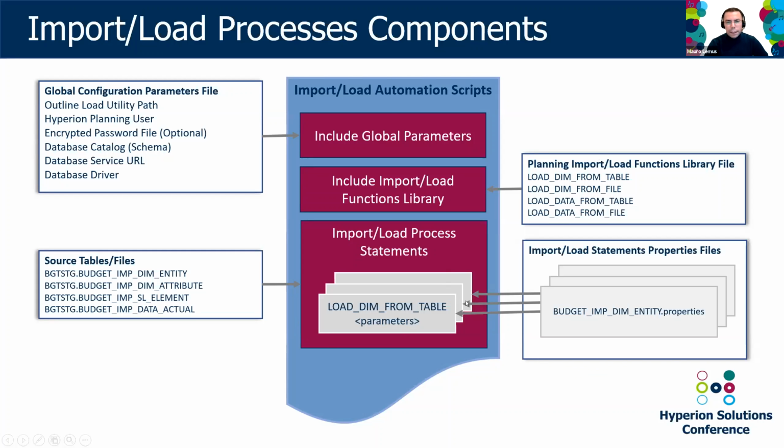And then you will have the general process statements. Each statement or each task makes a reference to one of these functions. And within this function, you call or you associate a property file. A property file, we will see a little bit more in detail later, is essentially the mapping between the source and the target, that in this case is the planning application, and also from the planning application to target relational tables. Each property file makes a reference, in this case, to a source table. So you have different source tables for dimensions, for attributes, for smart lists, and for data.